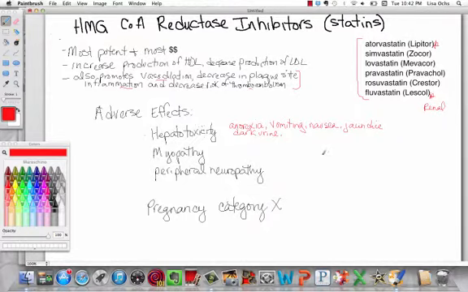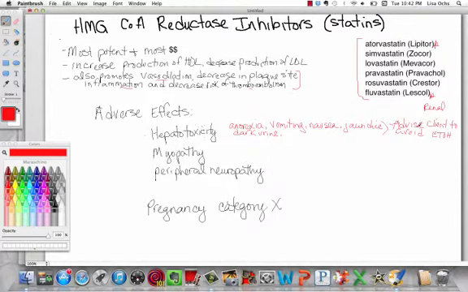Advise the client to avoid alcohol. ETOH is alcohol. Okay.